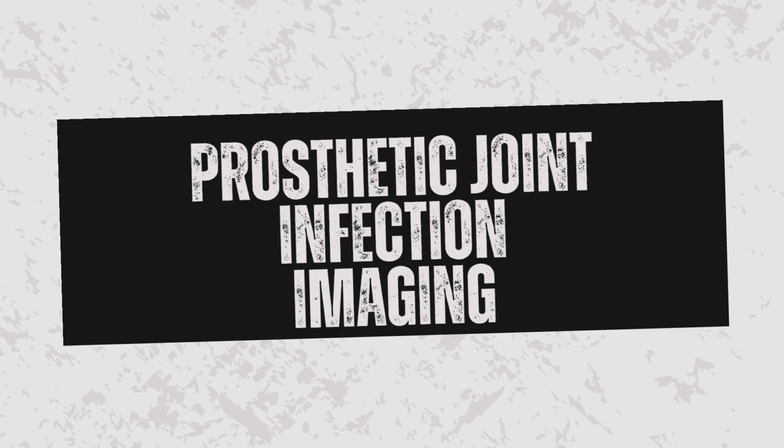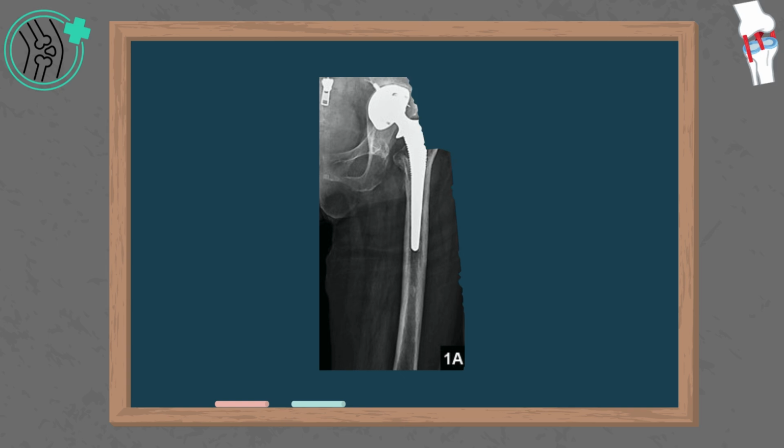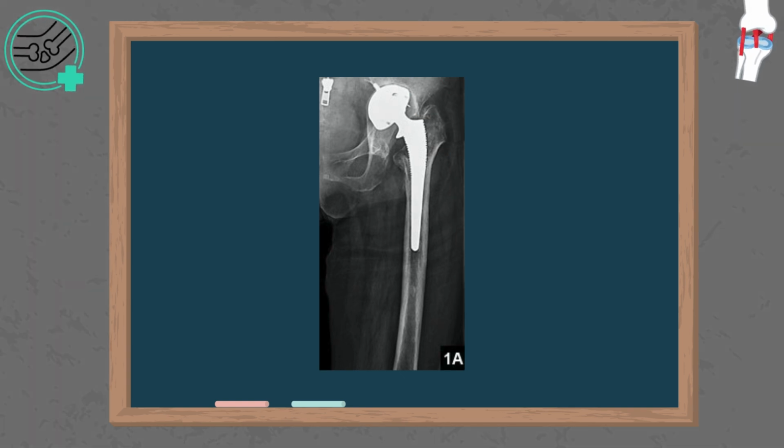Imaging in PJI. Radiographs. Radiographs can reveal periosteal reactions, scattered patches of osteolysis, generalized bone resorption without implant wear, transcortical sinus tracts, and implant loosening.